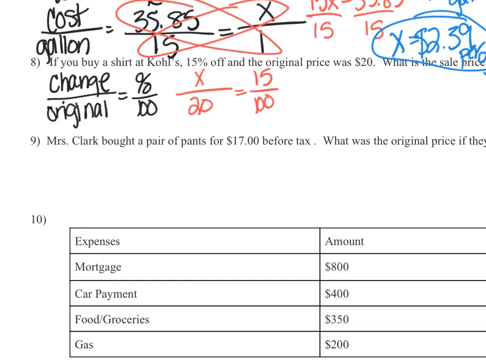So looking at this, I could scale down because I know 100 divided by 5 will get me to 20. So I could do 15 divided by 5. So I'll know my x will equal 3. But on that, I found the amount that I didn't pay. So what I have to do is take my original cost of $20 and subtract my sale cost of $3 to get $17, which is how much I would pay for it.